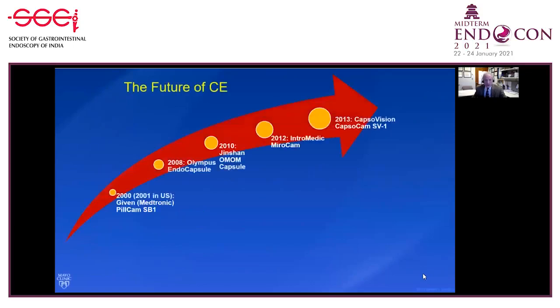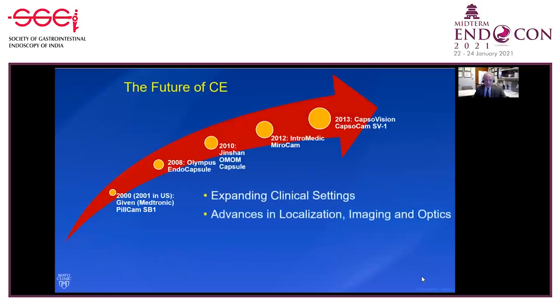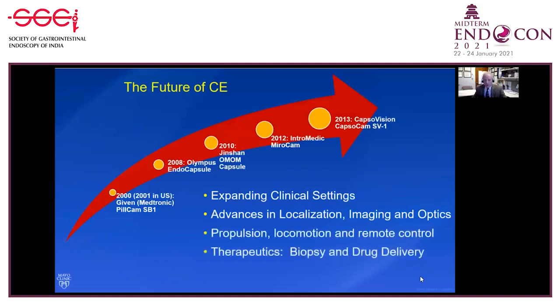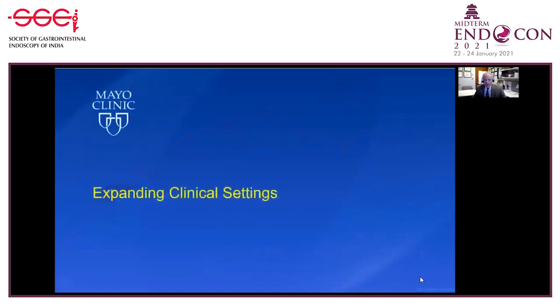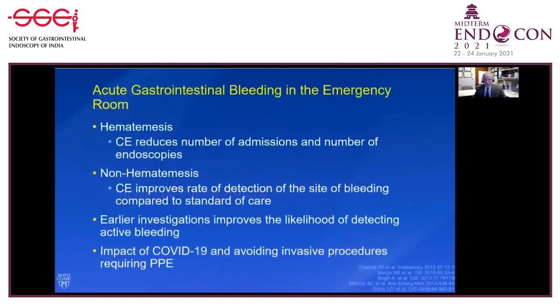It's been a very exciting time from the year 2000 when capsule endoscopy was introduced, and even today, new things are happening. We're going to focus on expanding clinical settings, advances in localization, imaging, and optics, propulsion, locomotion, and remote control, therapeutics, including biopsy and drug delivery, and then artificial intelligence.